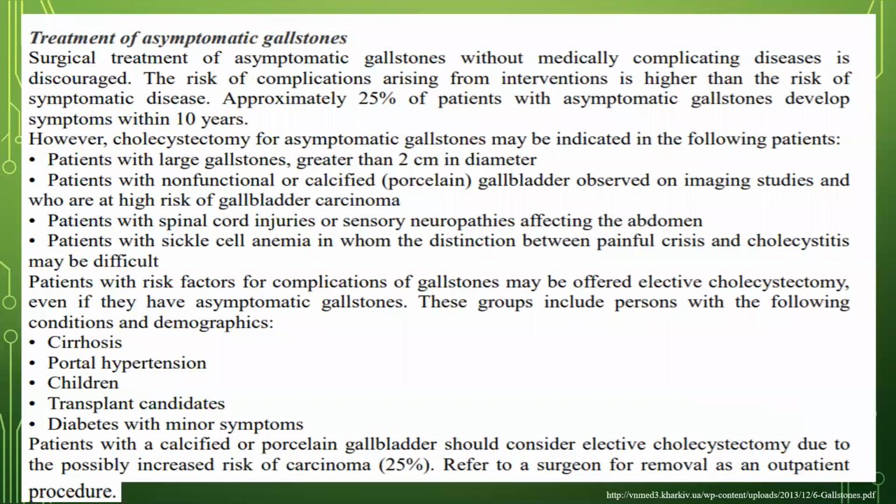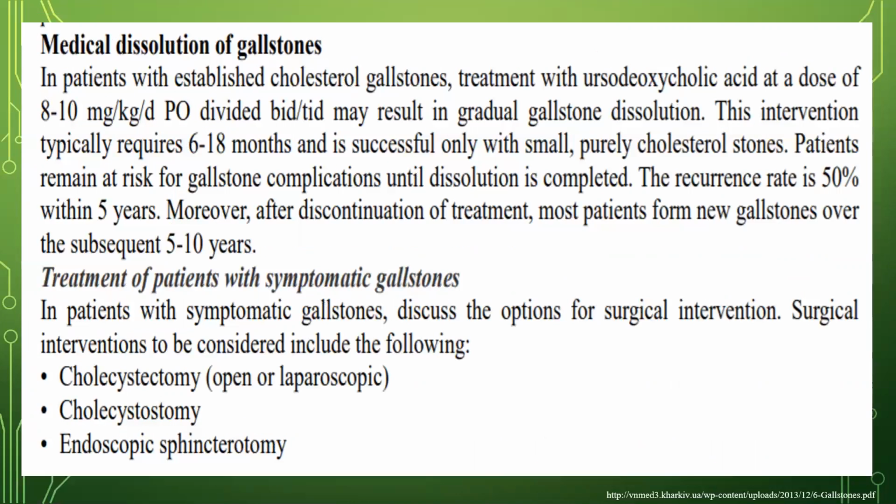Patients with risk factors for complications of gallstones may be offered elective cholecystectomy, even if they have asymptomatic gallstones. These groups include persons with the following conditions and demographics: cirrhosis, portal hypertension, children, transplant candidates, diabetes with minor symptoms. A patient with a calcified porcelain gallbladder should consider elective cholecystectomy due to the increased risk of carcinoma. A referral to a surgeon for removal as an outpatient procedure is possible for such patients.